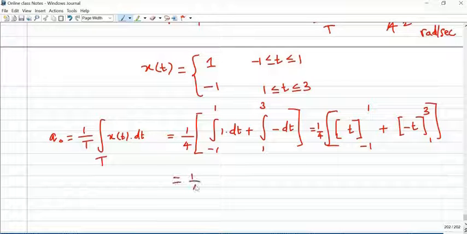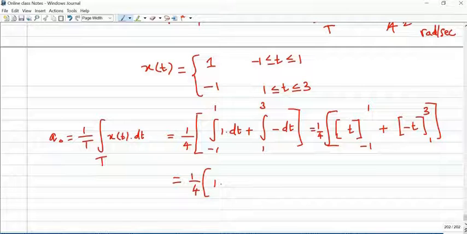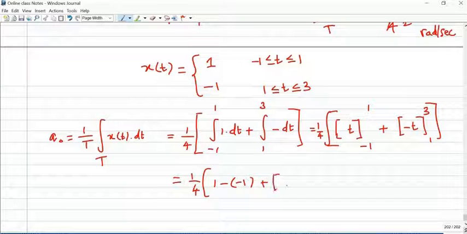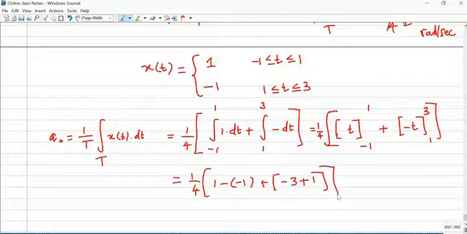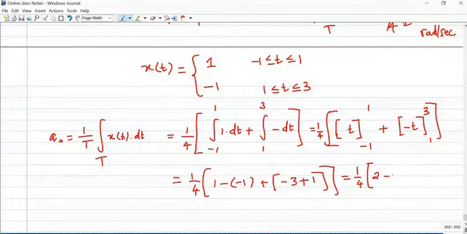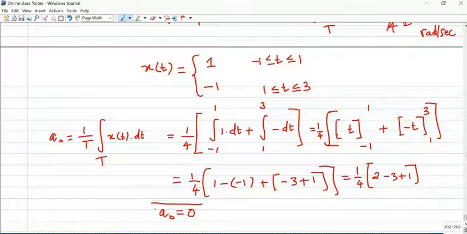Substitute your upper limit and lower limit. So 1 minus of minus 1, plus minus 3 minus of minus 1. Now check: 1 by 4 into 2 minus 3 plus 1. So minus 3 plus 1 gives minus 2, plus 2 gives 0. So your a naught value is 0.